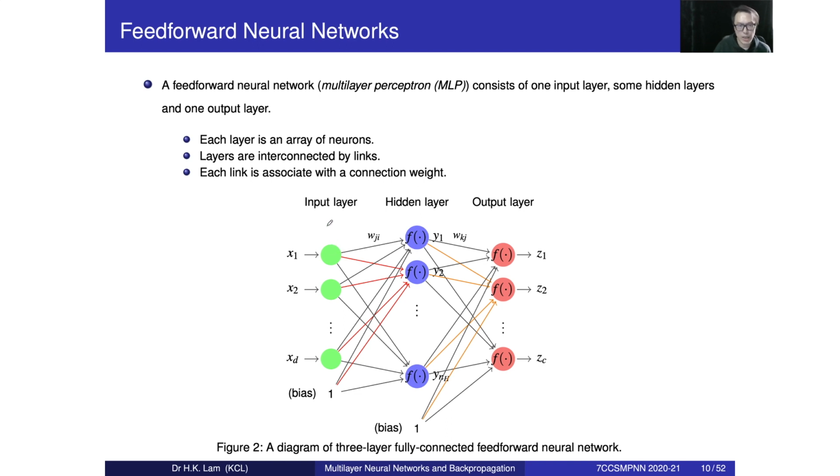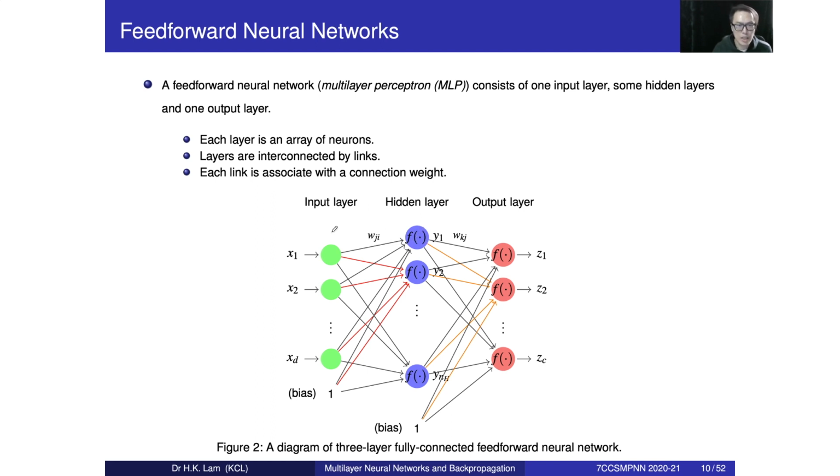Right here, the input layer, the green circles, are the neurons, and the purple circles here are the neurons in the hidden layer, and the pink ones are the output layer neurons. And the function f, we call this the activation function. I'm going to talk about this later on.